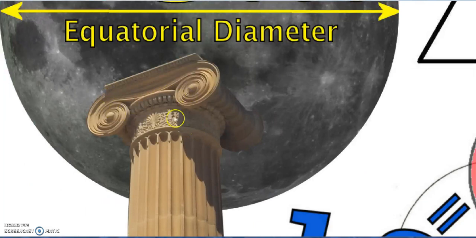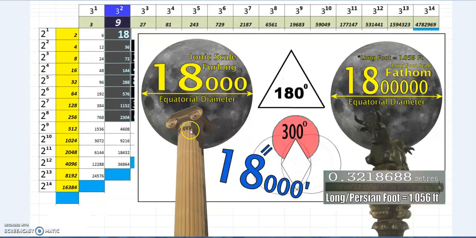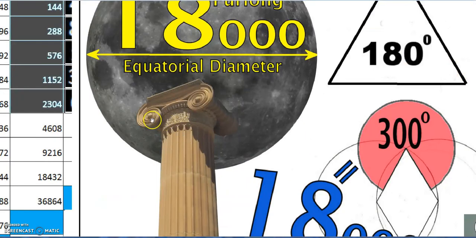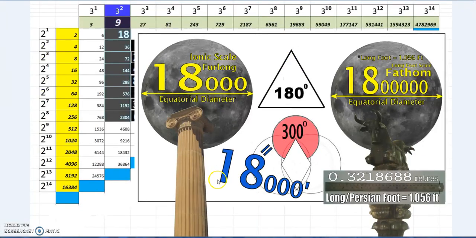So that's an ionic capital. If you go to any historic building in your city or town, there's a good chance you'll see the ionic appear. But also, in the previous episode where I went through 108, 216, etc., this long foot or Persian foot, and how important this is for astronomical measures.